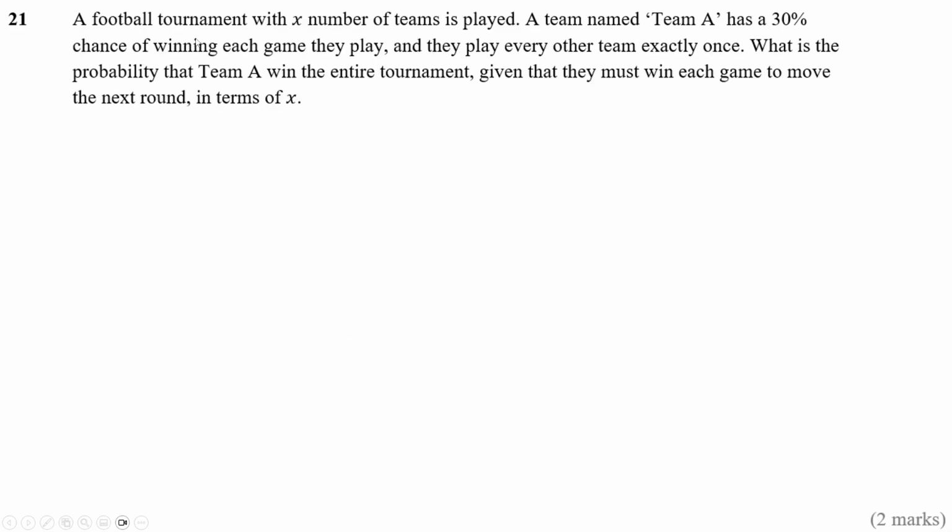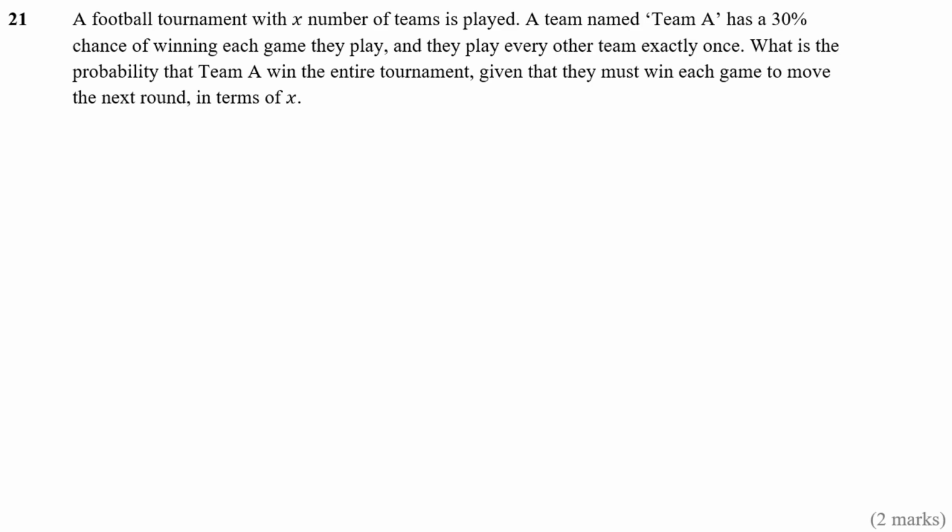A football tournament with X number of teams is played. Team A has a 30% chance of winning each game they play, and they play every other team exactly once. What is the probability that they win the entire tournament, given that they must win each game to move to the next round, in terms of X? Okay, well, if there were 16 teams, then each team would play every other team, excluding themselves. So they'd play 16 times 15 total games.